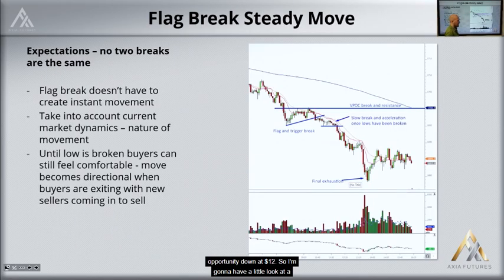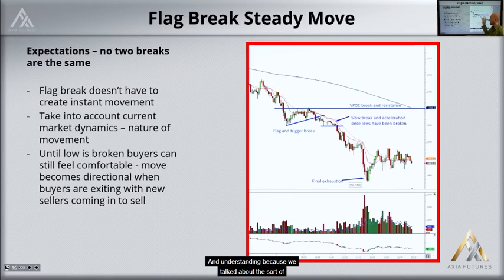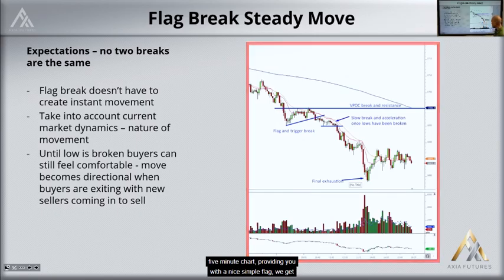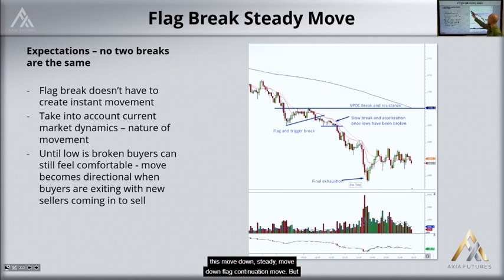So I'm going to go and have a little look at a flag break now. And understanding, because we talked about the sort of theoretical side of it, but understanding how the break actually happens and using a bit more context rather than just simply looking at something like this, which again is a 5-minute chart, providing you with a nice simple flag. We get this move down, steady move down, flag, continuation move. But no, once the flag breaks, you don't get a great deal of movement in here.